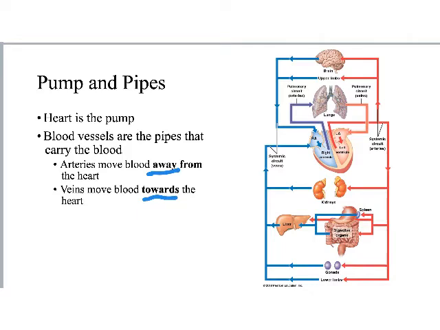So if you just look here at the schematic, you can see that we have the right side of the heart, and we'll say the right ventricle in particular is the pump. Then you've got some pipes going up to the lungs, and we'll see those pipes carrying oxygenated blood back to the heart. So that is circuit number 1: right heart, lungs, and back to the left atrium.